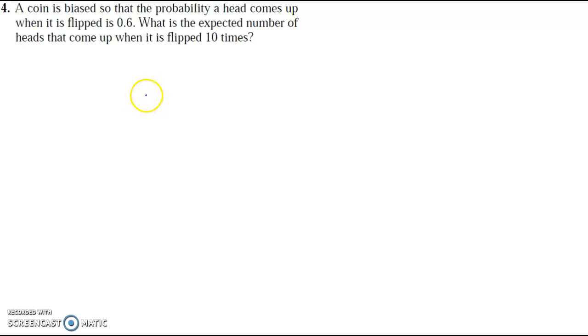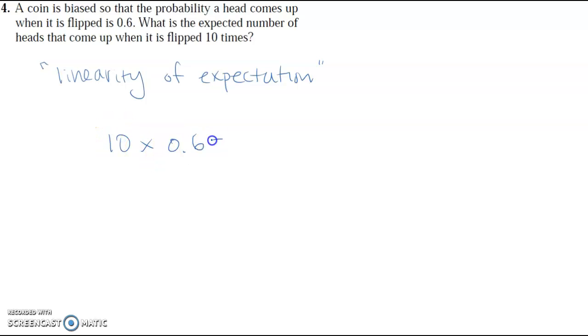Okay. So for this problem, probably the linearity of expectation could be used, which you should have read about in our textbook. Our textbook does a good job explaining what the linearity of expectation is and also gives some problems. If you understood what that concept is, then this problem is pretty simple. You can just apply 10 times 0.6, which is 6.